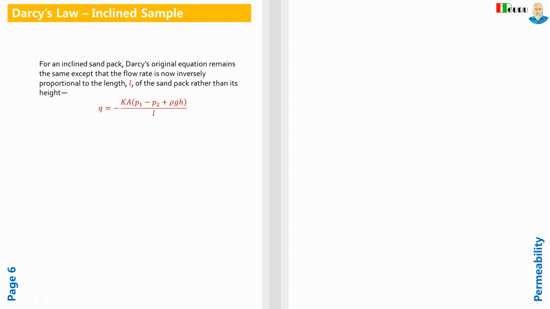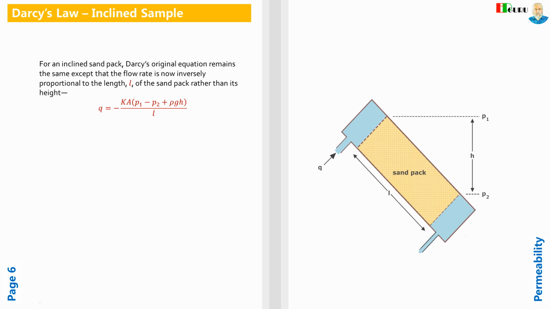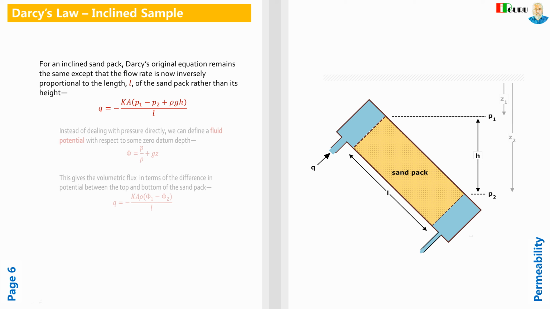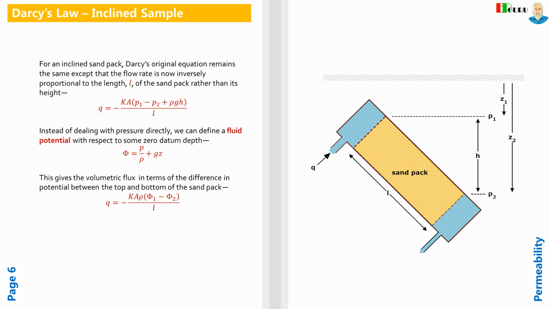For an inclined sandpack, Darcy's original equation remains the same, except that the flow rate is now inversely proportional to the length of the sandpack rather than its height. Instead of dealing with pressure directly, we can define a fluid potential with respect to some zero datum depth. This gives the volumetric flux in terms of the difference in potential between the top and bottom of the sandpack.